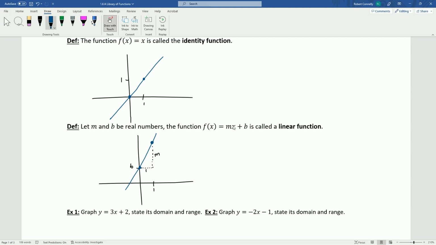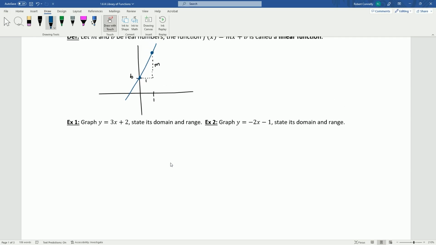And of course, if I make x 2, that's just going to increase the whole value by m again. And so we just keep going up at that constant rate. So this is a linear function with slope m and y-intercept b. Okay, so we can use that to graph a couple of these things.